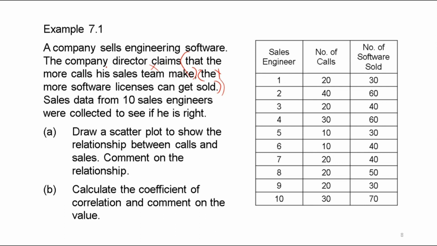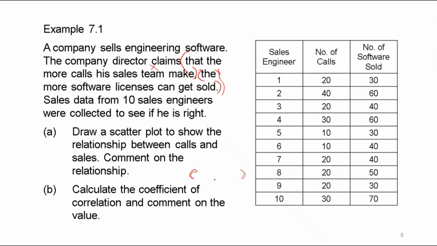Okay, so if X is increased, it means that more software can get sold. Sales data from 10 sales engineers were collected to see if he is right. So draw a scatter plot to show the relationship between calls and sales, and then comment on the relationship. Actually, the comment on the relationship is based on the marks given. If the marks are not too big, just do a scatter plot and some comment.